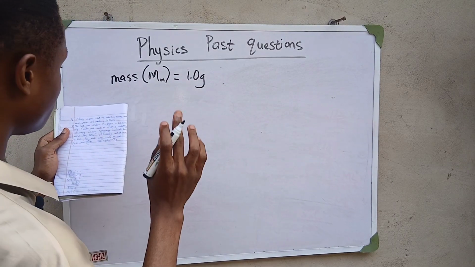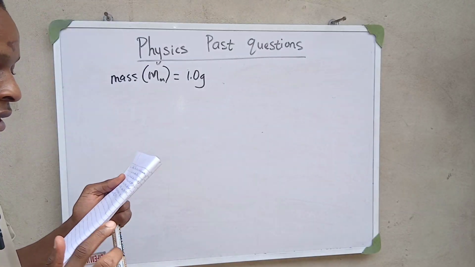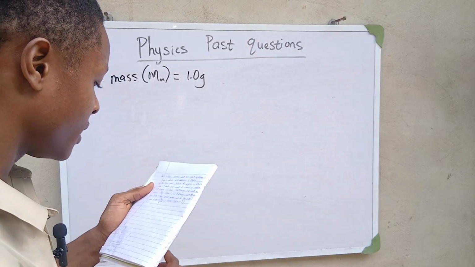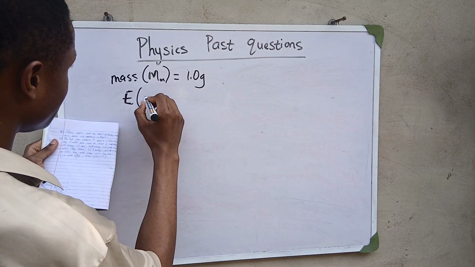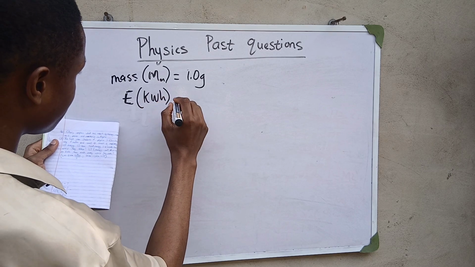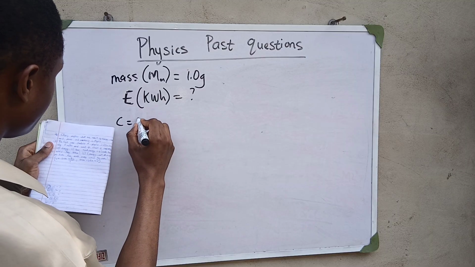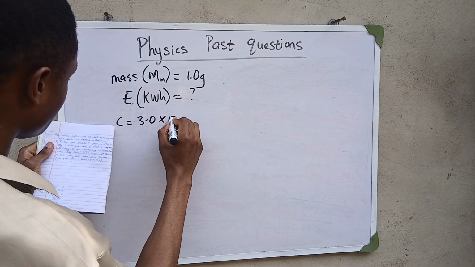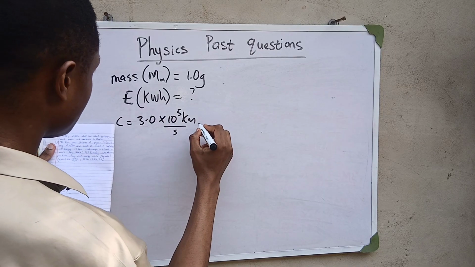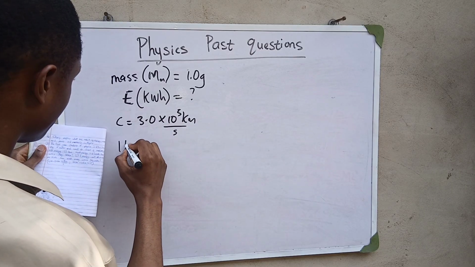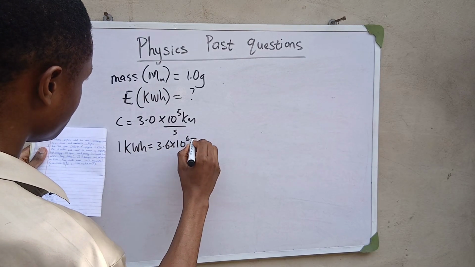I want to convert it to energy. So it now says how much energy in kilowatt hour would they obtain? So what we are looking for is the energy in kilowatt hour. That's what we are looking for. And they gave us c to be 3.0 times 10 raised to the power 5 kilometer per second. And they gave us 1 kilowatt hour to be 3.6 times 10 raised to the power 6 joules.